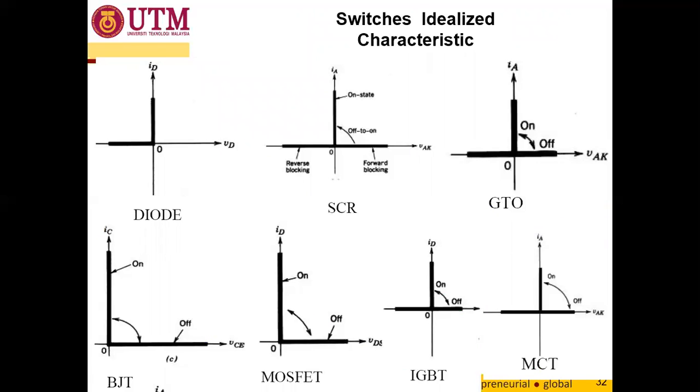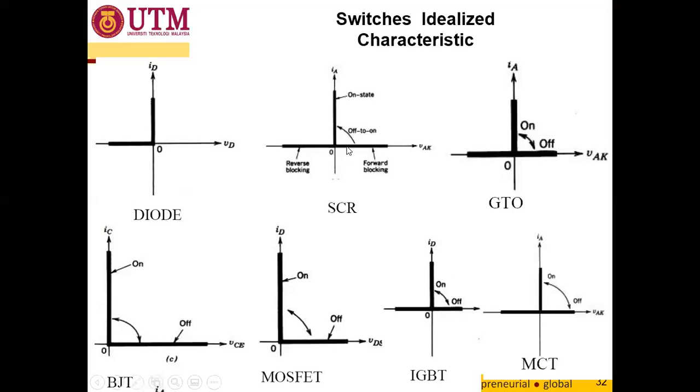This is the idealized characteristic that you need to understand. For the ideal diode, when it is turned on, the voltage drop is zero, so the current will flow here. And this is the condition where it is reverse biased, meaning that any negative voltage applied here, the current will still remain zero. And this is for the SCR.